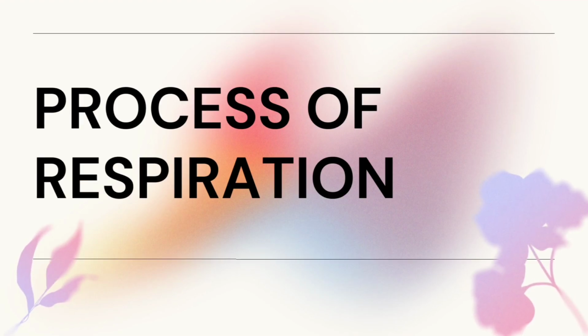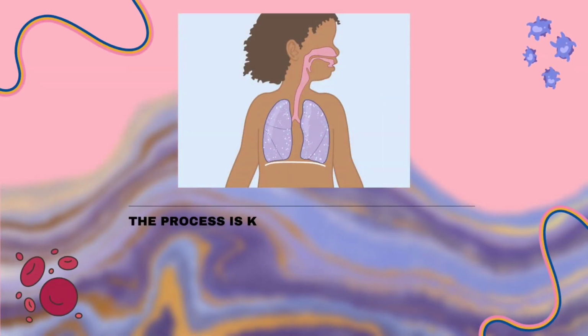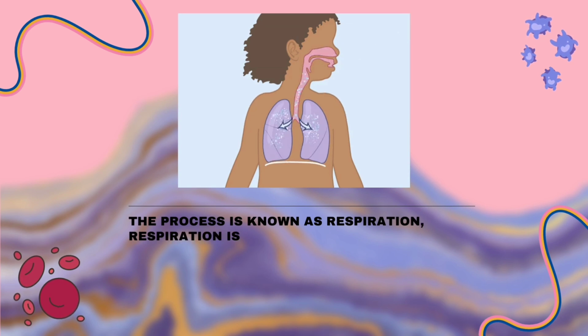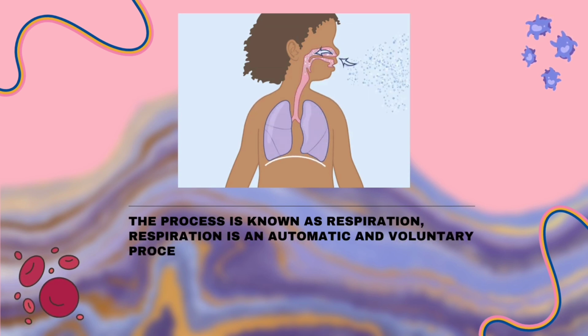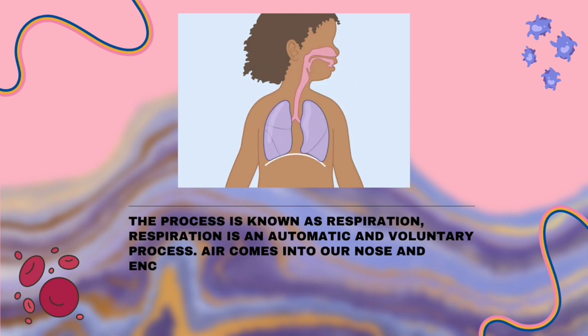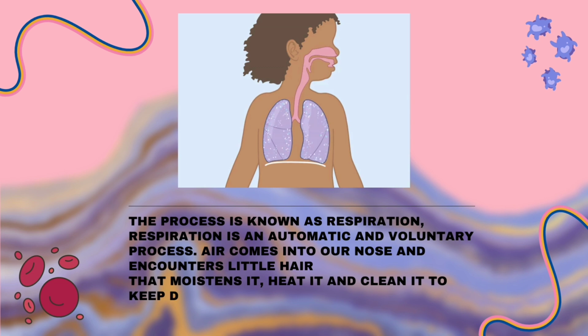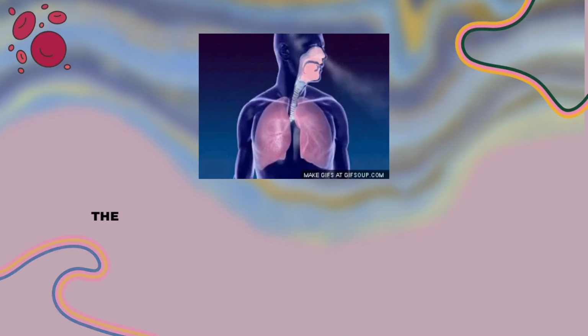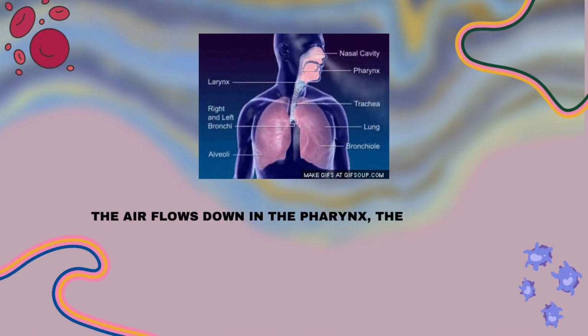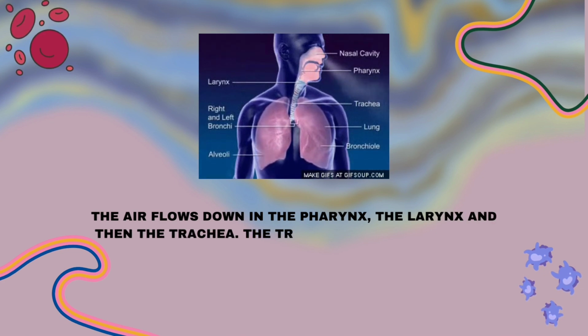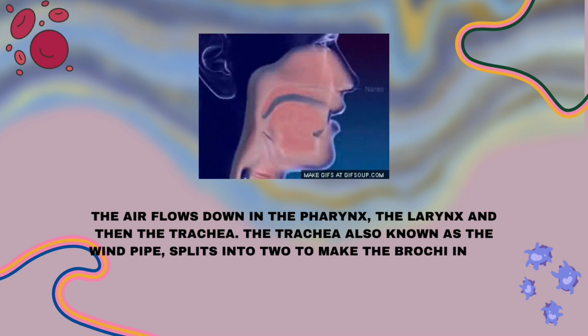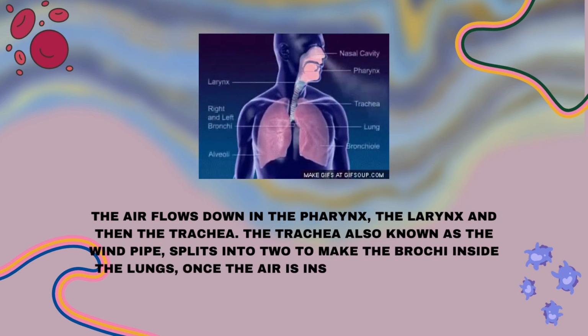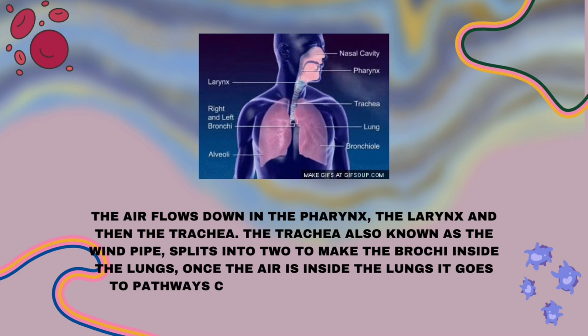Process of respiration. The process is known as respiration. Respiration is an automatic and voluntary process. Air comes in through our nose and encounters little hairs that moisten it, heat it, and clean it to keep dirt out of our lungs. The air flows down to the pharynx, the larynx, and then the trachea. The trachea, known as our windpipe, splits into two to make the bronchi inside the lungs. Once the air is inside the lungs, it goes through pathways called the bronchi or bronchioles.